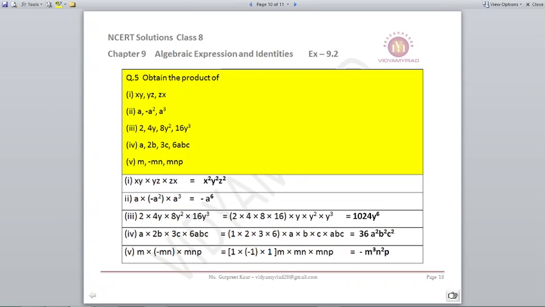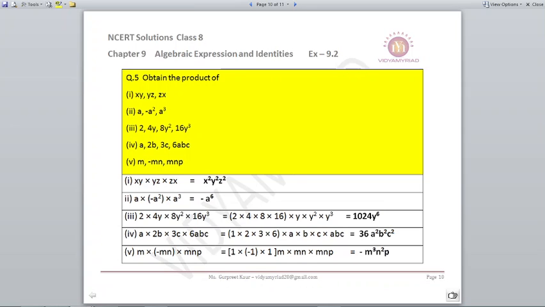Second part, a multiplied by minus a square multiplied by a cube. So a is 1 is minus, so it will be minus a raised to power 1 plus 2 plus 3, that is 6. 2 into 4y into 8y square into 16y cube. So multiply all the numbers, it will be 1024. How many y's are there? 1 plus 2 plus 3, that is 6.